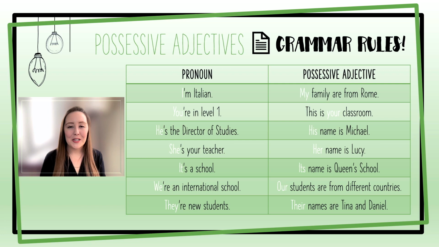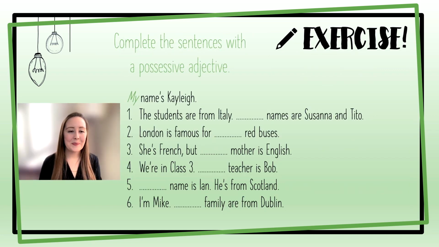Okay, let's see what you can remember. I'd like you to complete the sentences with a possessive adjective. For example, my name's Kaylee. Let's look at the questions. Number 1. The students are from Italy. Names are Susanna and Tito. What possessive adjective is missing for they?